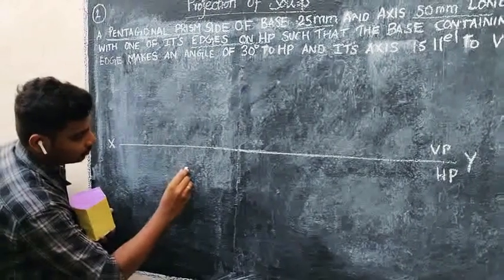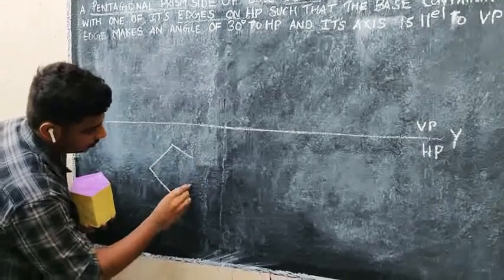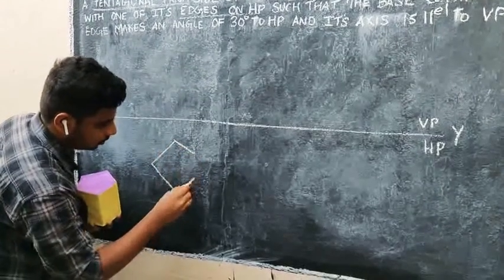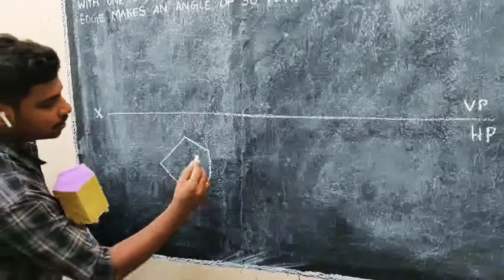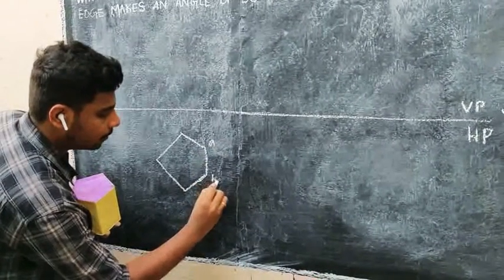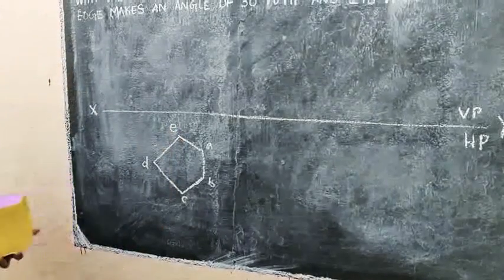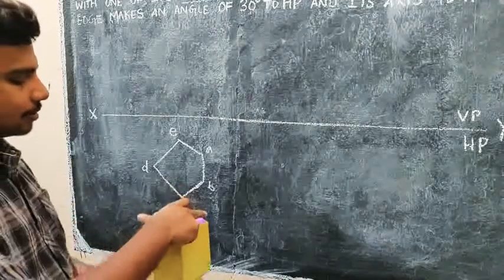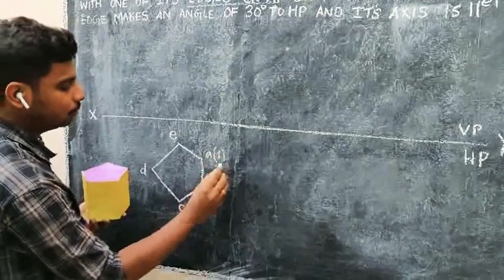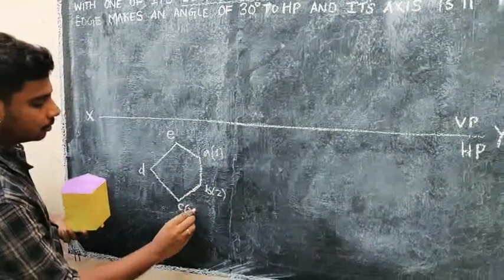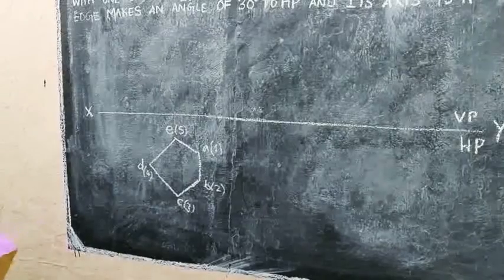So the first position will be like this. This is your edge A, B, C, D and E. We know the bottom has more surfaces which are hidden. So that is 1, 2, 3, 4 and 5. These are all the edges here.